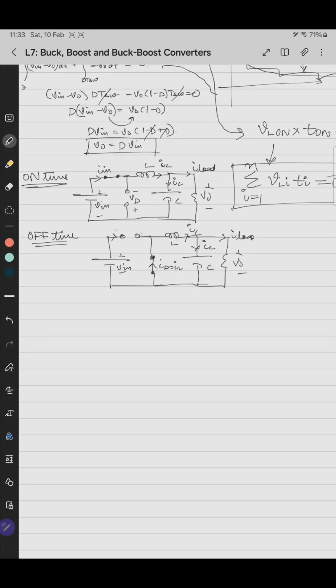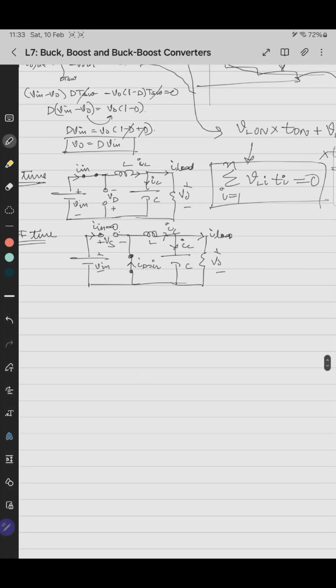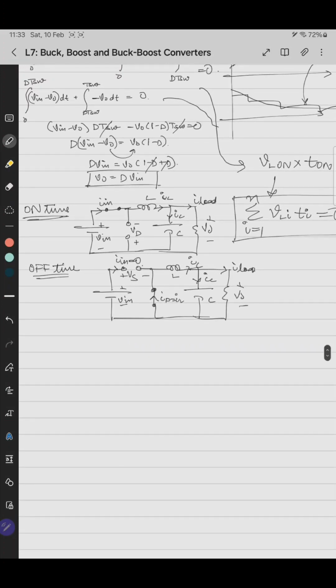Okay, the I in this case will be 0, and the VS will be V in, and IS1 will be 0. So in the on time, the input gets connected to the output via the inductor. The inductor will be charged. If the inductor is charged, why will the inductor charge? If the voltage polarity across the inductor, the applied voltage, is positive.